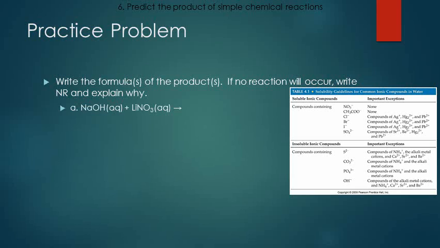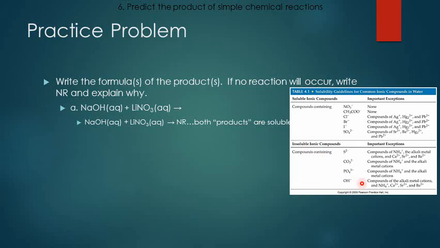First one, we have sodium hydroxide and lithium nitrate. This is going to be no reaction because both of the products that we might anticipate are soluble. Okay, we would predict sodium nitrate. Notice nitrates are soluble, there's no exceptions. We would expect lithium hydroxide. Okay, hydroxide is listed as an ionic compound that's insoluble.